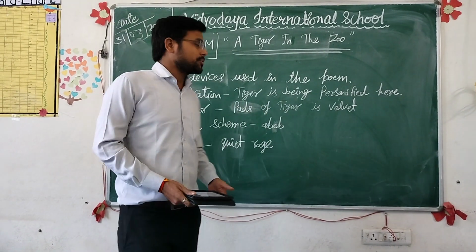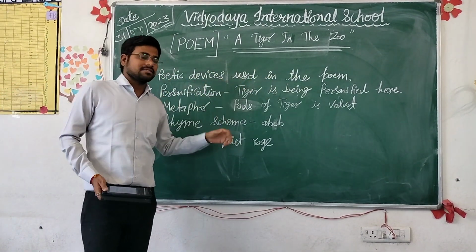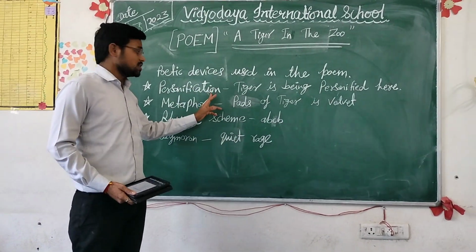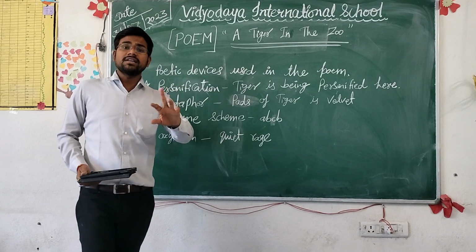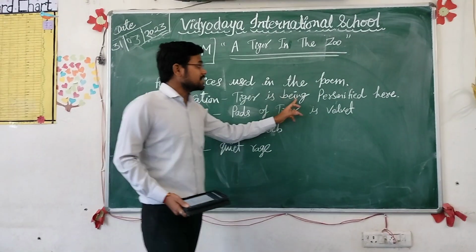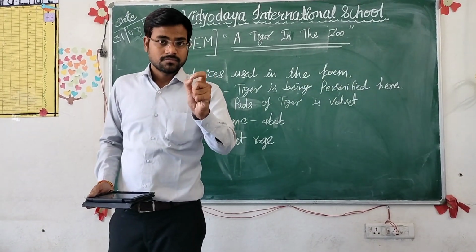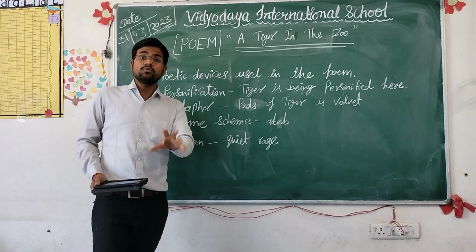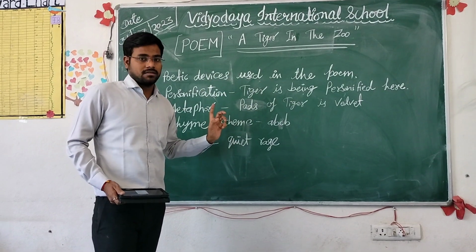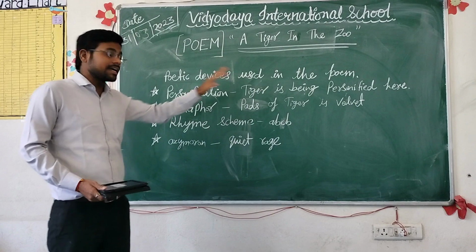That was about the poem, and now I'll tell you about the beautiful poetic devices used in the poem. The first one is personification, where a human quality is given to animals or other things. Just like the tiger is being personified here. The writer used he, which is the word we use for boys. That is why the tiger is being personified here, because it is written he for the tiger. We can't normally use he for a tiger or animals.